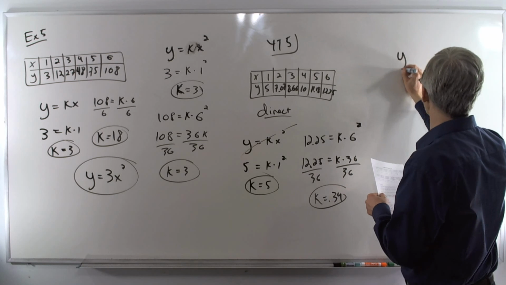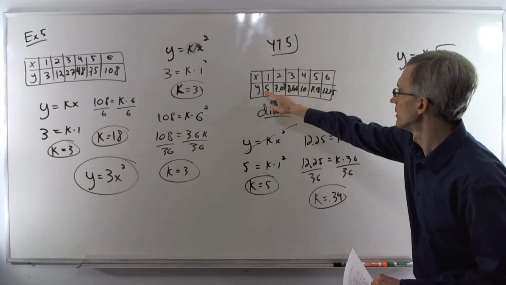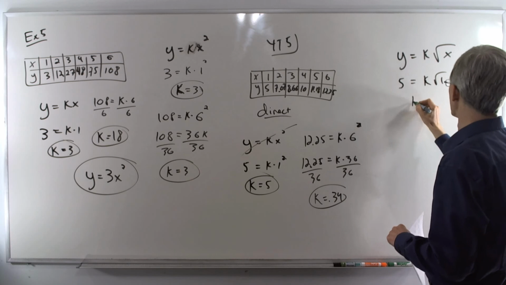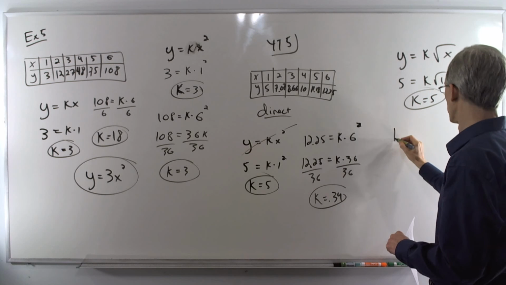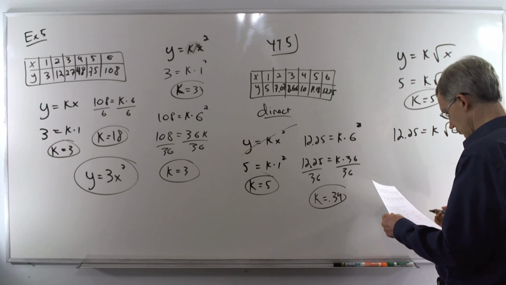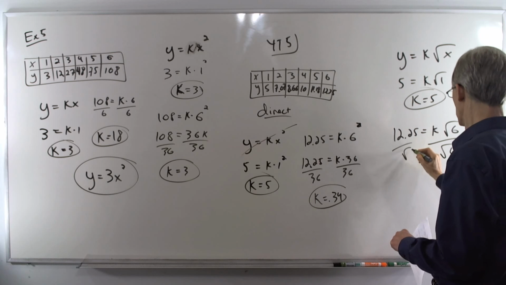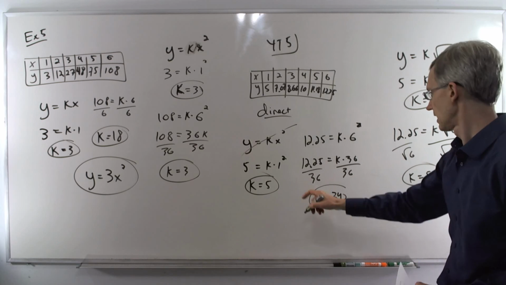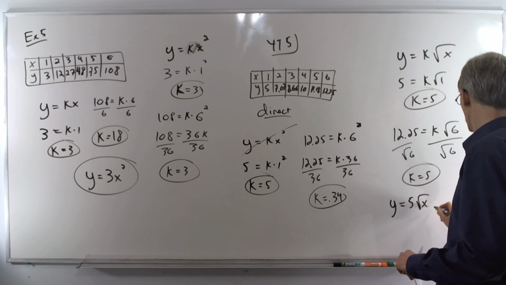Let's try y equals k times the square root of x. See if this one works. All right, so I'm going to plug in the first one here. I get 5 equals k times the square root of 1. Square root of 1 is just 1, so k equals 5. All right, let's try this one. 12.25 equals k times the square root of 6. Now if we divide both sides by the square root of 6, we get k equals 5. And there it is. We got the same k value, 5 and 5. So that means our model is y equals 5 times the square root of x.